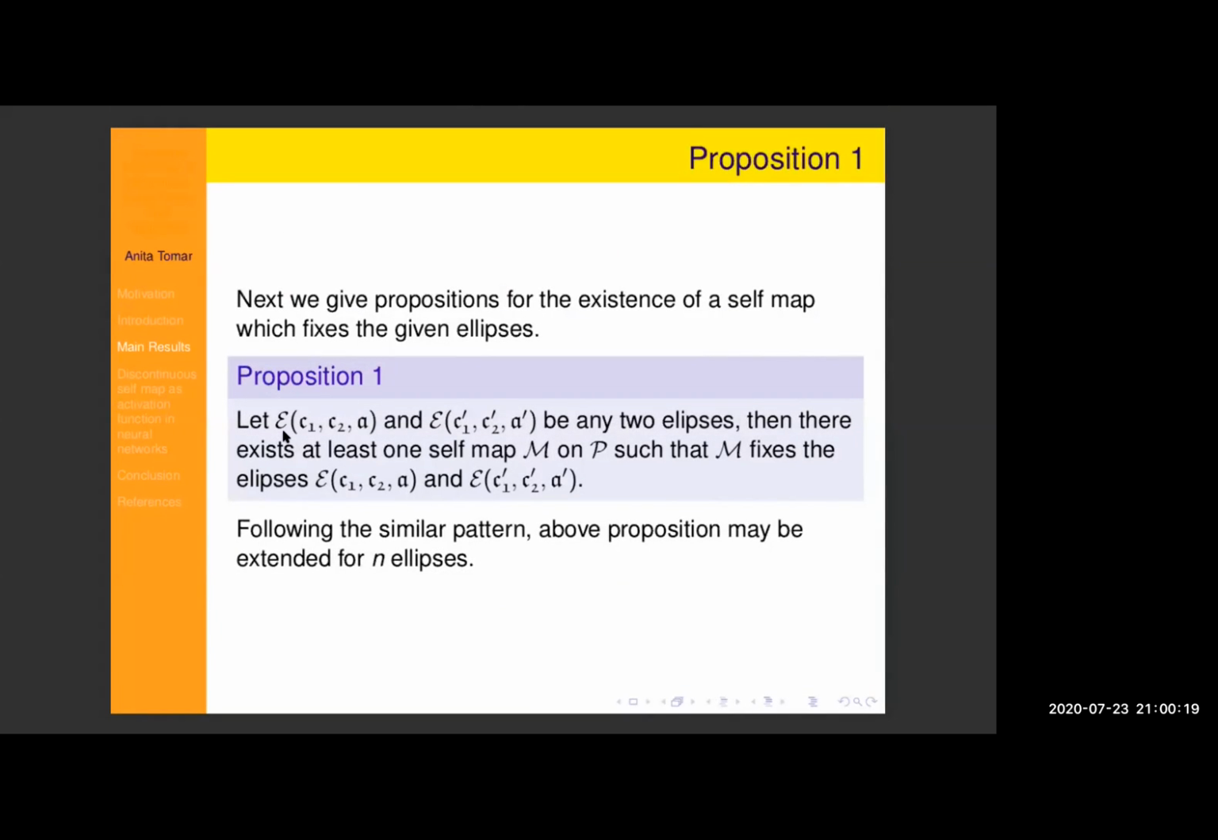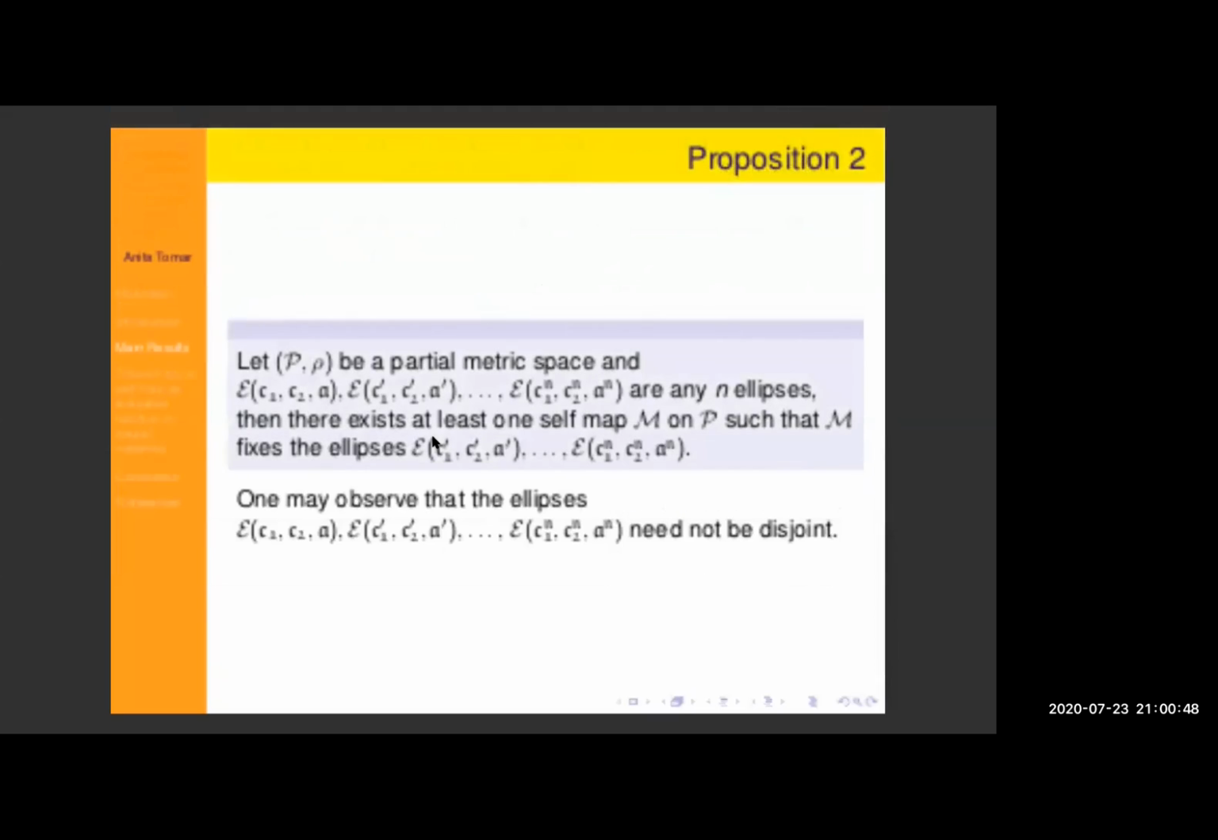This is one proposition: if there are two ellipses, one having foci at C1, C2 and length of major axis A, and another ellipse having foci at C1 dash and C2 dash and the length of semi-major axis A dash, then in this case there exists at least one self-map M on P such that M fixes these two ellipses. So following this pattern, we may extend this result to n ellipses also.